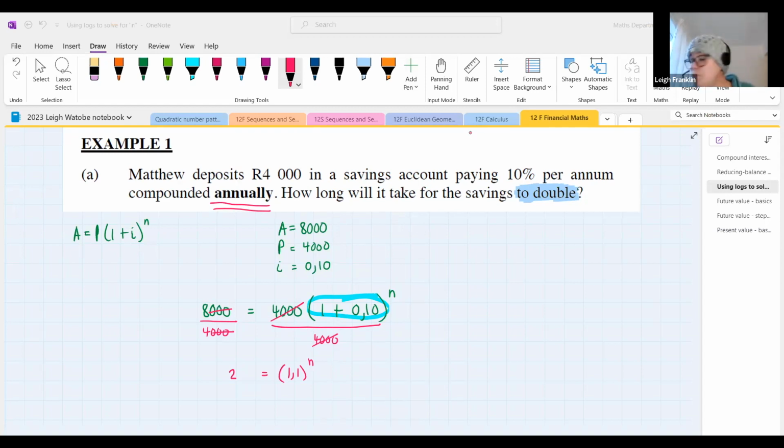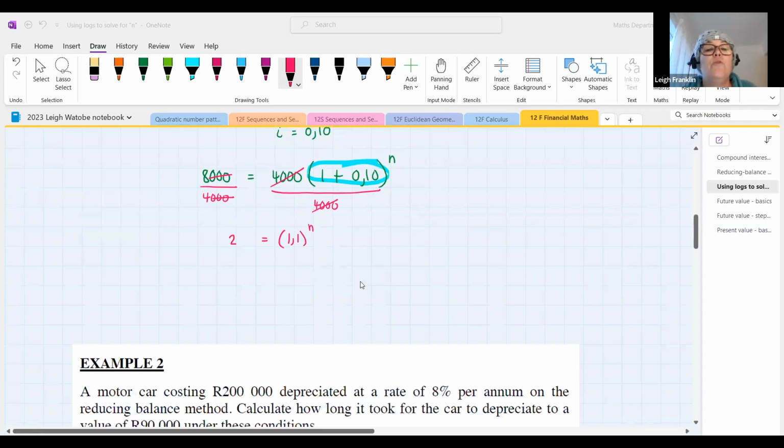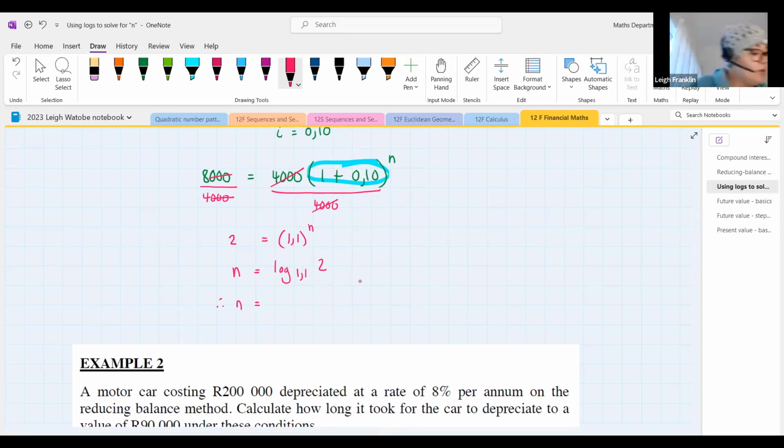Okay, so you've got to divide by 100 and then also by whatever they've changed the compounding period to. All right, so now it's super easy. We've got our base, we've got our number. So now we can use logs to solve for n. All right, so we would write n equals log, our base is 1.1, our number is 2. Pop it into our calculator using that button that I showed you.